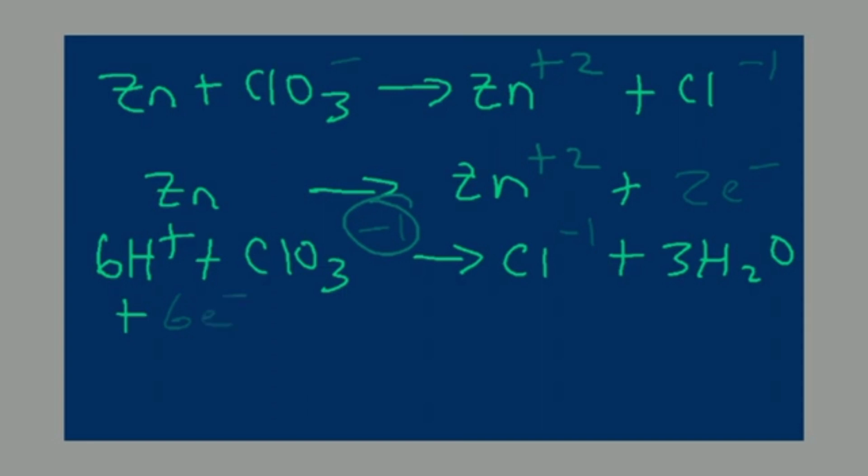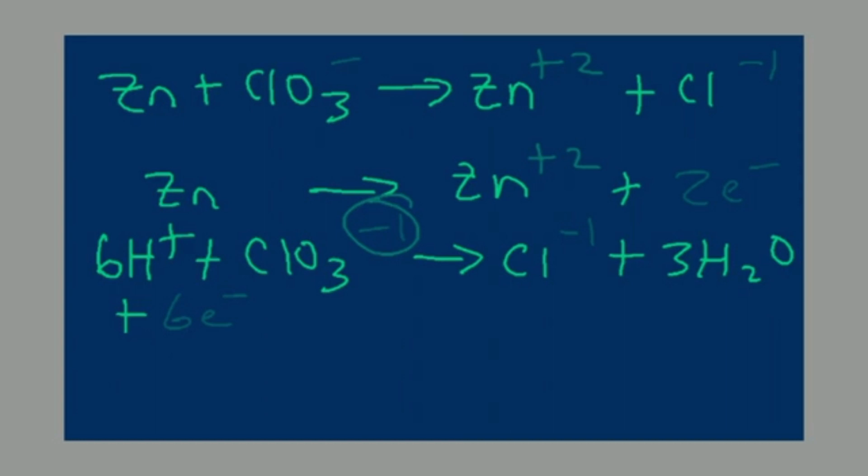Notice that for the other reaction, the electrons are on the right side. So for this one, they have to be on the left. They have to be on different sides of the reaction. They can't be on the same side, because one of the half reactions has to be oxidation and the other has to be reduction. Whenever the electrons are on the right side, it's oxidation. If they're on the left side, it's reduction.